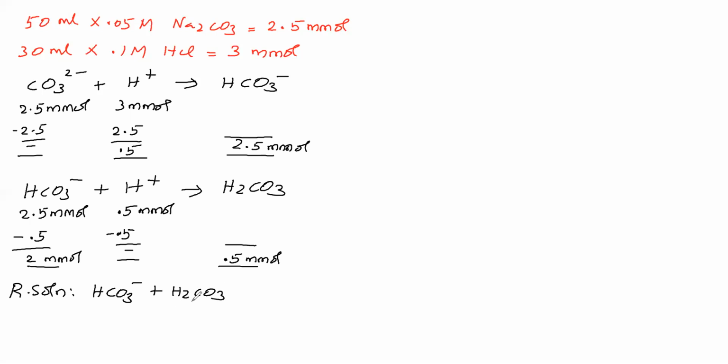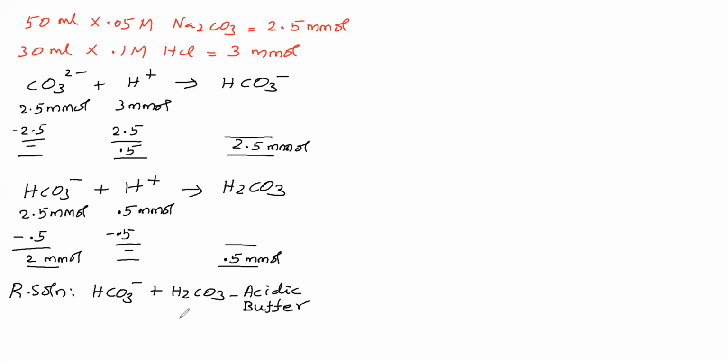Carbonic acid is a weak acid. Bicarbonate is its conjugate. Carbonic acid we can say weak acid, its conjugate we can say bicarbonate. Therefore, the resultant solution is an acidic buffer.